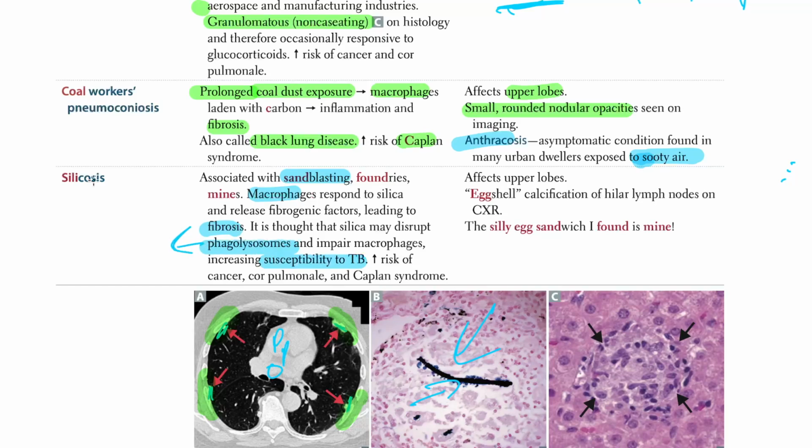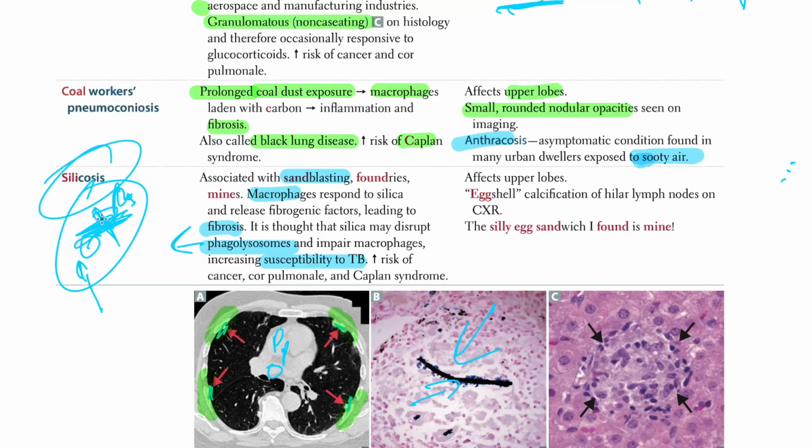Phagolysosome is a simple thing. You have macrophages, they engulf, they send the things to the phagolysosomes, to the lysosomes, to get destroyed. But if you have a disruption here, let's say you're not sending things to the phagolysosome, they will not get destroyed. When they do not get destroyed, they will flourish, and that is exactly what we're seeing here in silicosis.